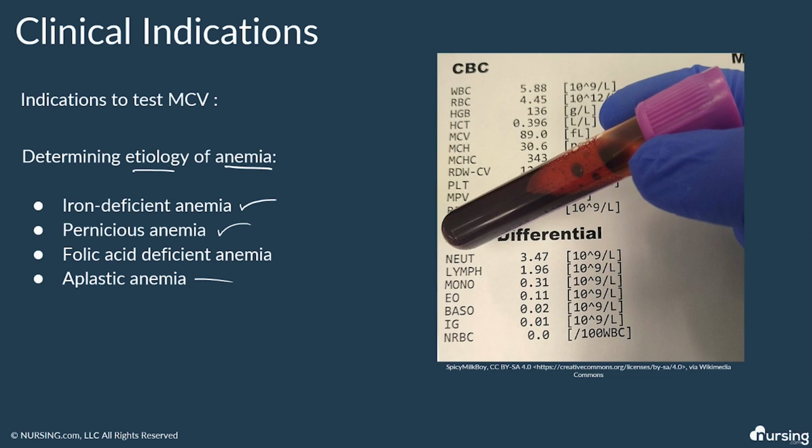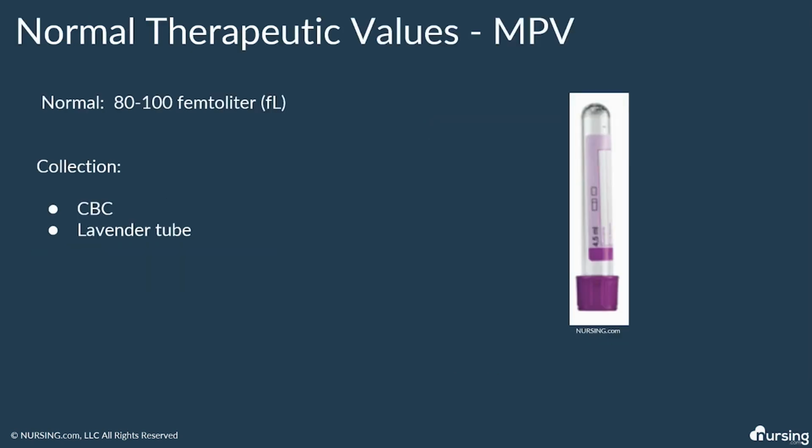As you can see here, it's measured on a CBC. It's collected in a lavender tube. Normal values are between 80 and 100 femtoliters.